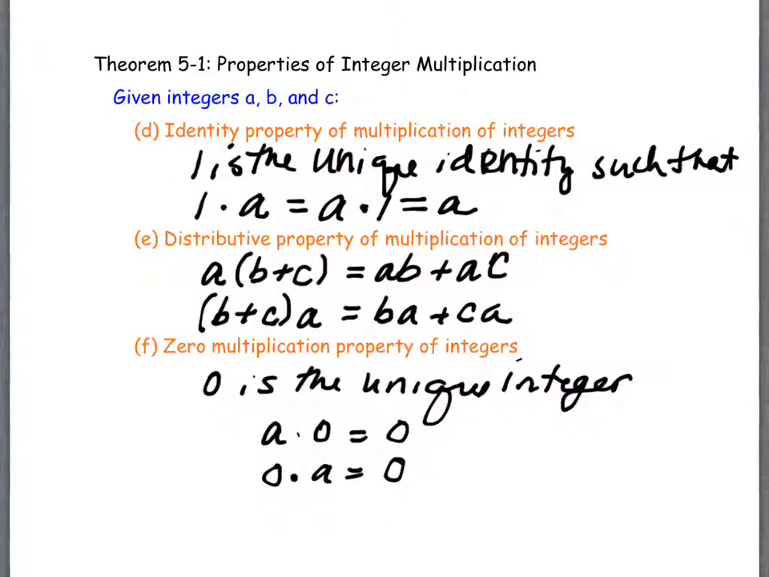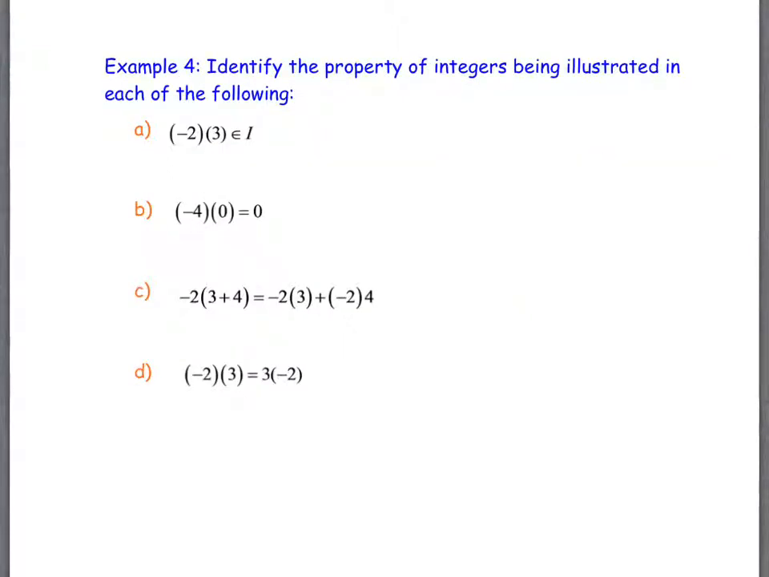Okay, we'll do one more slide and then we'll pause for today. We're going to identify the integer property that's being used or illustrated in the problem. So what's the first one? That says negative 2 times 3 is an element of the integers. Remember how to read those? We did that back in chapter 2. That is closure.